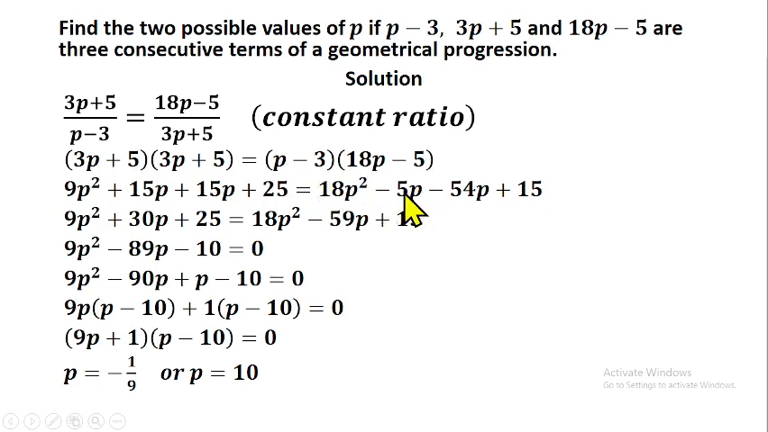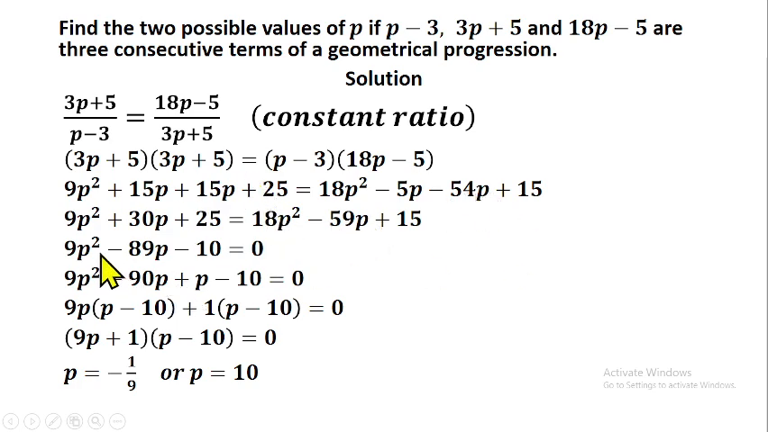P times minus 5 will give us minus 5p. Minus 3 times 18p will give us minus 54p. Minus 3 times minus 5 will give us plus 15. From there, 15p plus 15p will give us 30p here. Also minus 5p minus 54p will give us minus 59p.